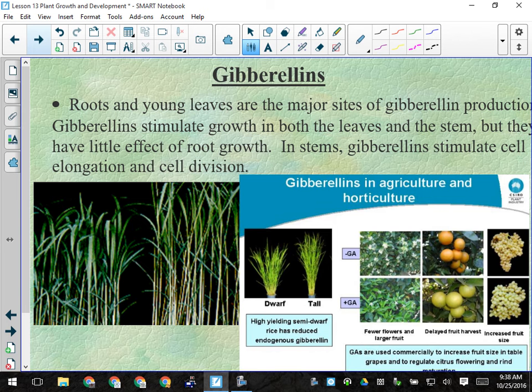We can also get more fruit if there's more gibberellins, because they'll produce more branches on which more blossoms could be found, and then obviously you're going to get more fruit. So sometimes you'll see that happen a little bit.